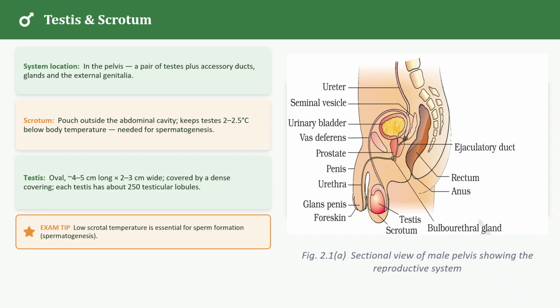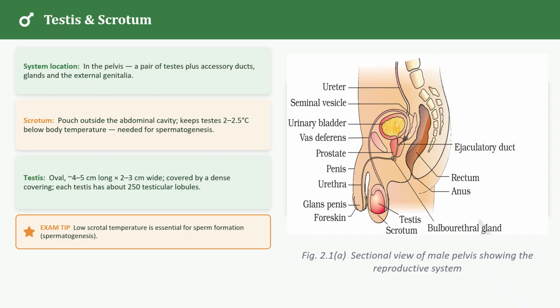Let's start with the topic, children. The male reproductive system consists of a pair of testes, accessory ducts, accessory glands and also external genitalia, nothing but the penis. So together these organs help in sperm production, maturation, nourishment and delivery during reproduction.